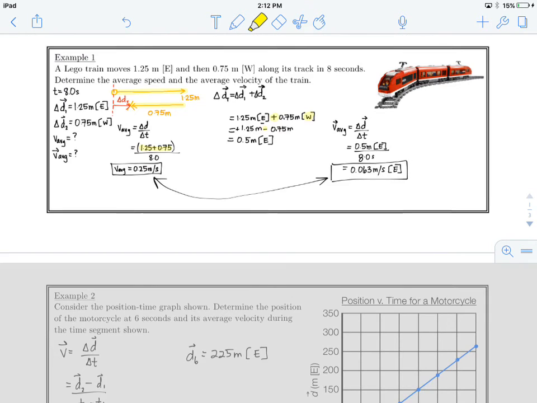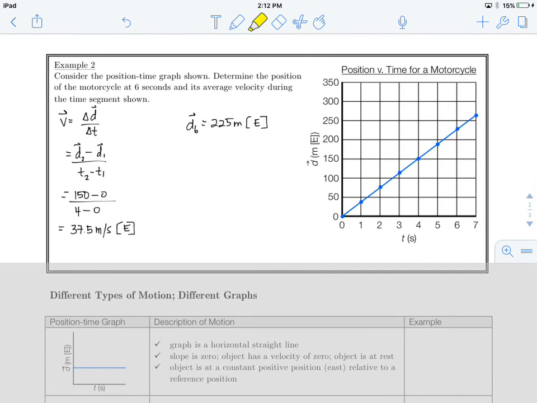Okay, so moving on, let's do another example, where we've got position versus time in the form of a graph. Consider the position time graph shown. Determine the position of the motorcycle at 6 seconds, and its average velocity during the time segment shown.